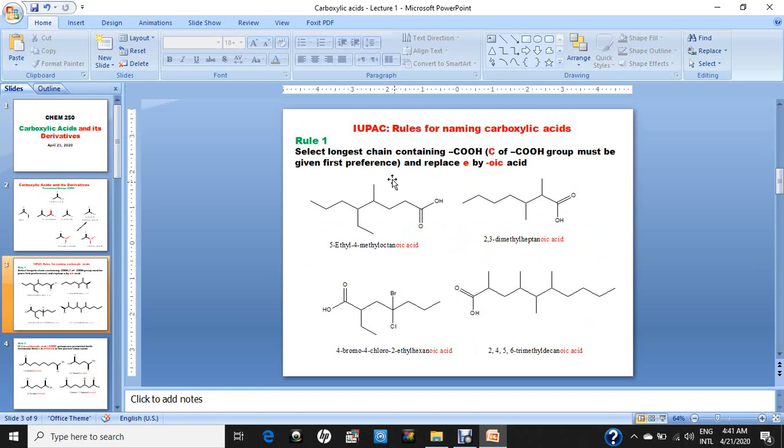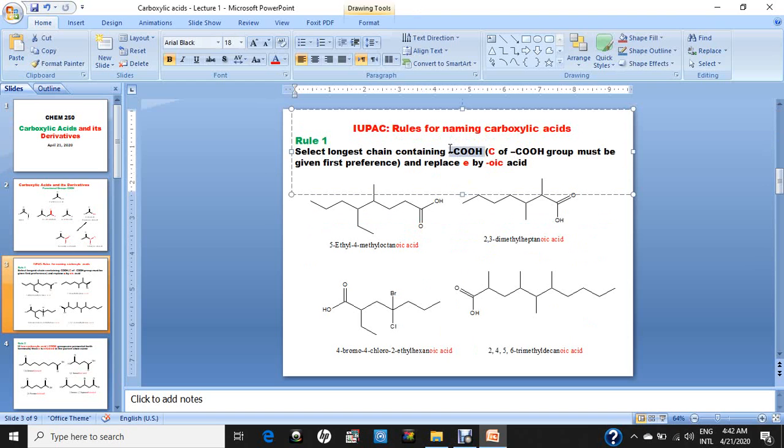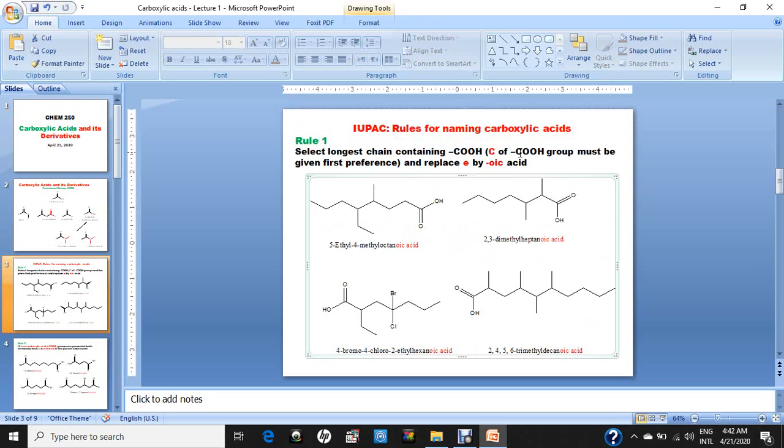Carboxylic acids, rule number 1: select the longest chain containing COOH. COOH is the strongest group, so we always give it number 1. The carbon of the COOH group must be given first preference, and replace the E by oic acid. These are examples. Always this carbon gets number 1, then 2, 3, 4, 5, 6, 7, 8. 5-ethyl, 4-methyl, octane. This E will be replaced by oic acid.